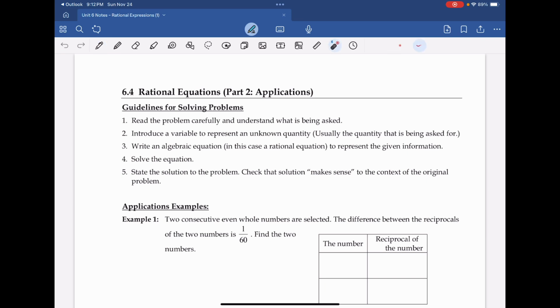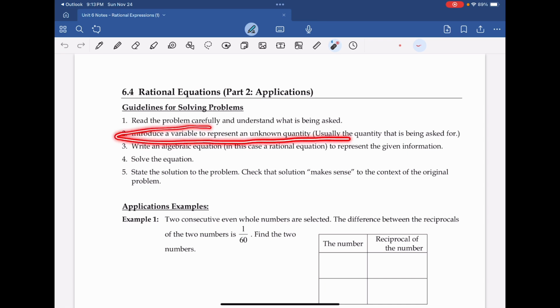Now, some guidelines for solving these problems that we want to be careful with. First of all, read the problem very, very carefully and understand what's being asked. Between these different problems, you're going to notice there's a slightly different outlook on each of them. We want to make sure that we can identify the type of problem and then pull from that.